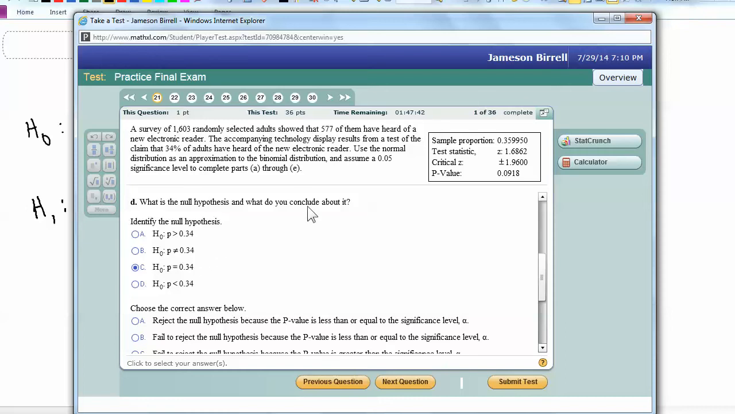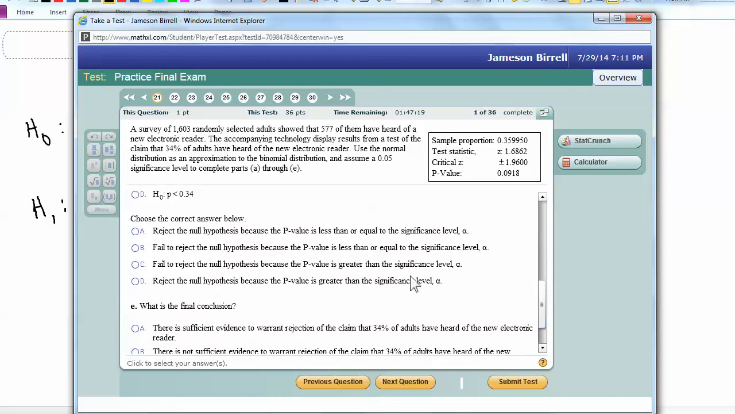So let's look. Our significance level was 5%. And if the p-value is less than or equal to 5%, then we reject the null. So let's see, our p-value is greater than 5%. That means we're going to fail to reject the null. So in terms of what we conclude about it, we will fail to reject it. And then we'll have to come up with our final conclusion.